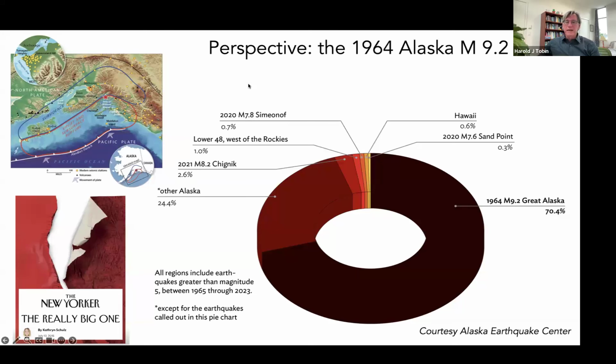I like to put it in perspective. We all know about the really big one story. This is the almost 10 years old, 9 years old now, New Yorker article that caused a lot of attention. And we have, I think, a feeling that when one of these earthquakes happens, well, first of all, we know it'll be really large. And just the perspective that this is the Alaska 9.2, probably comparable sized earthquake, maybe even a little bit bigger than what Cascadia would be.